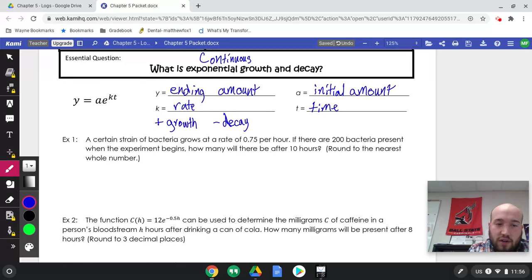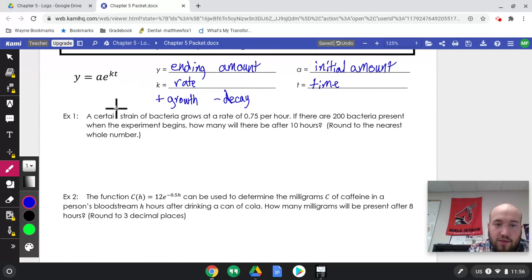Now, if we look here at example 1, we're going to use that formula. A certain strain of bacteria grows at a rate of 0.75 per hour. There's 200 bacteria present when the experiment begins. How many will there be after 10 hours? Round to the nearest whole number. Sometimes we're dealing in hours, sometimes in minutes. The key is that the time has to match our growth rate. Our rate and our time have to be in the same unit of time, which is per hour, and this is hours, so we're good.